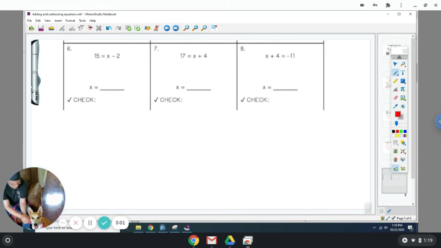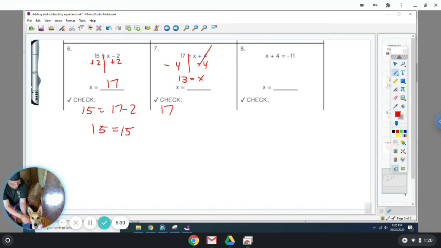All right, couple more. So we have 15 is equal to x minus 2. So we're going to draw our line. Since that 2 is being subtracted, we're going to add 2 to both sides. So 15 plus 2 is 17. And then you check it by doing 15 is equal to 17 minus 2, which is 15 equals 15. Next, you're going to subtract 4 from both sides. So 17 minus 4 is 13. These cancel out. So our answer is 13.